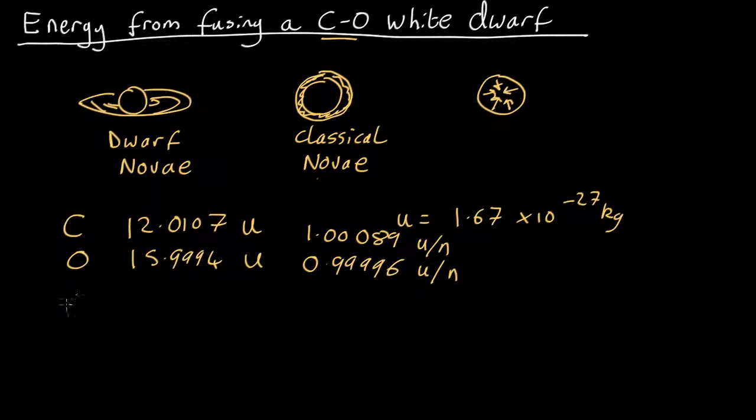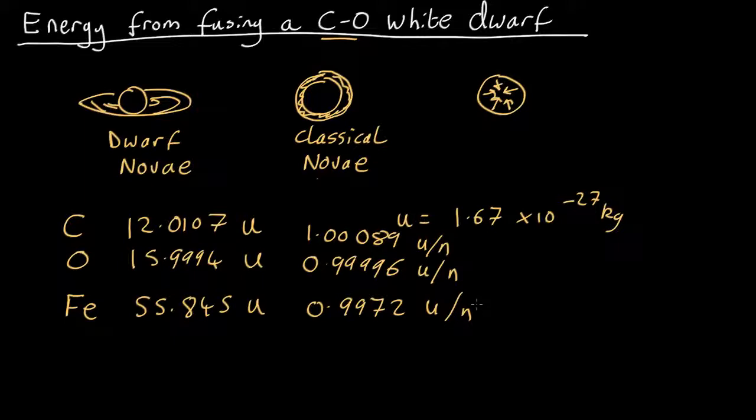But if you look for iron, it's got a mass of 55.845 U, which comes out as 0.9972 U per nucleon. Now that may not sound like a very big difference, but it's telling you that about 0.3% of a difference in mass.